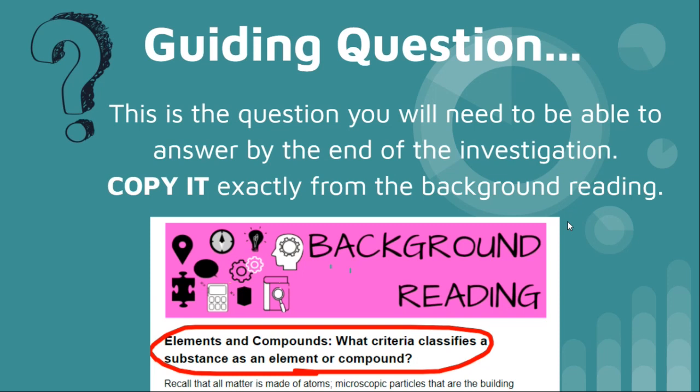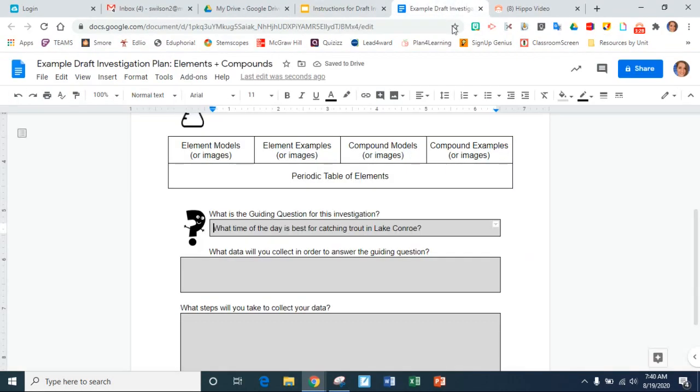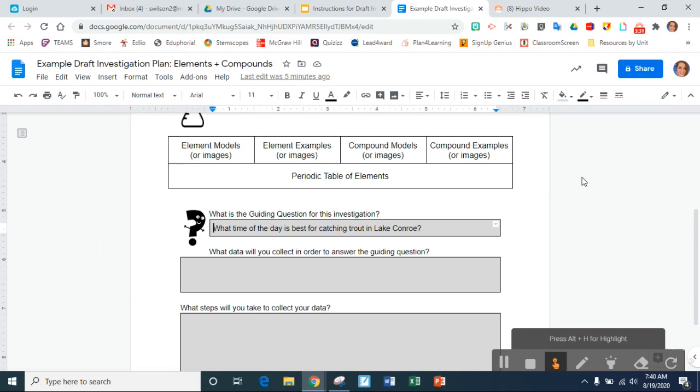Next, we will need to know what data you are going to collect. In order to answer the guiding question, which is what criteria classifies a substance as an element or a compound, what data will you need to collect? I'm going to skip over to an example investigation plan, and I came up with a guiding question. What time of day is best for catching trout in Lake Conroe? So my guiding question, the question that I'm trying to answer, is what time of day is best for catching trout in Lake Conroe? How am I going to measure that?